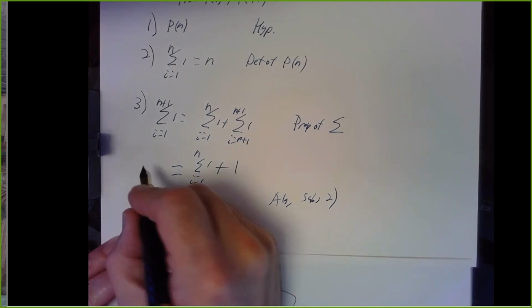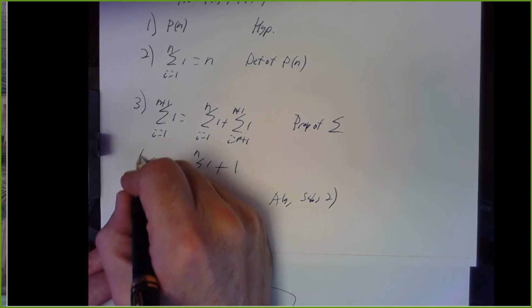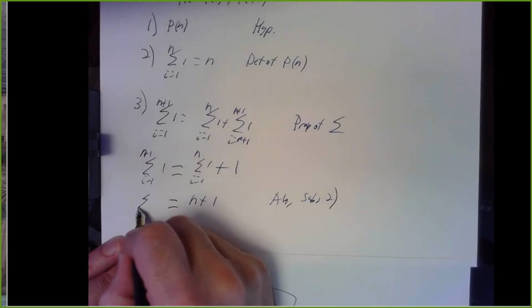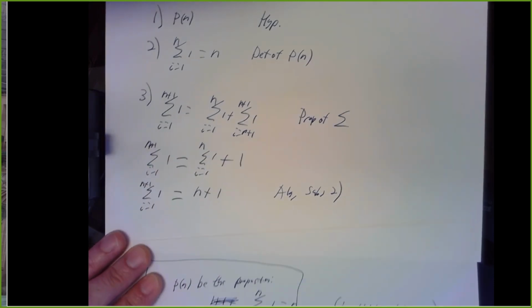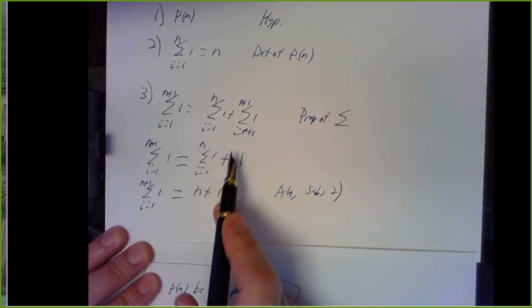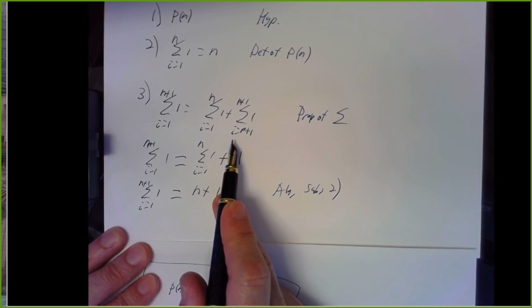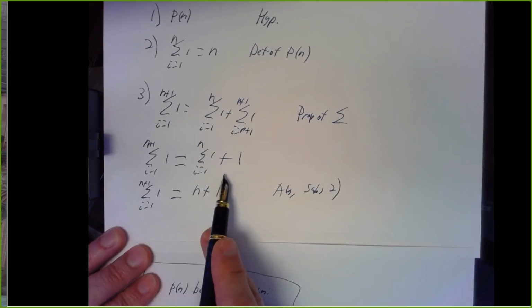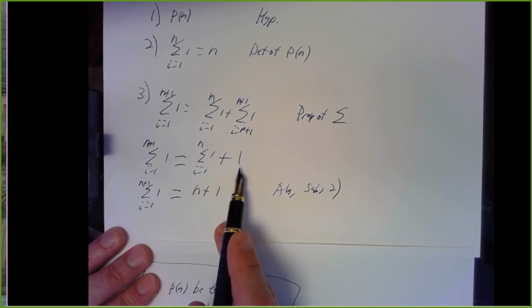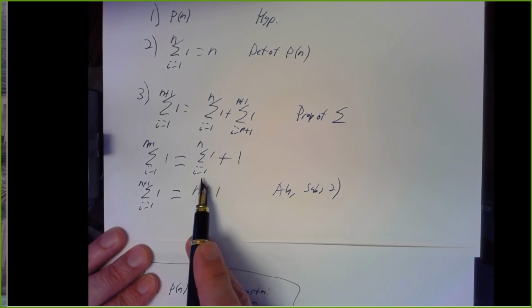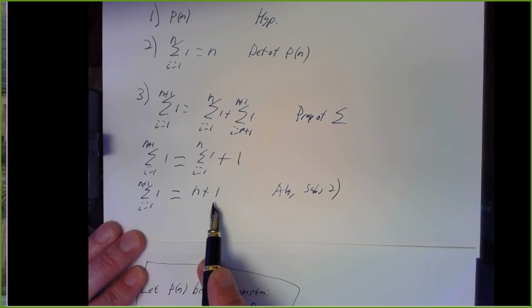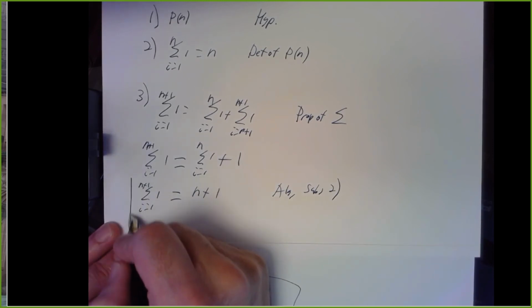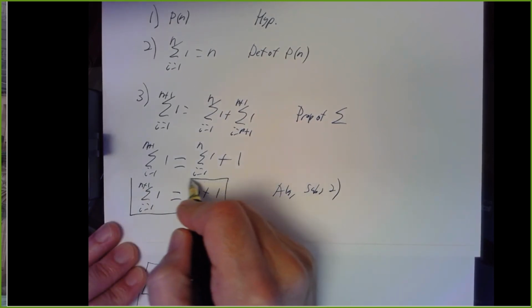Well, what did we just show? We wrote this down by breaking our summation up, and then we showed that that right side's equal to this plus 1, and then we substituted this summation, which we know is equal to n, and we showed this sum to n plus 1 is equal to n plus 1. We've just proven this proposition.